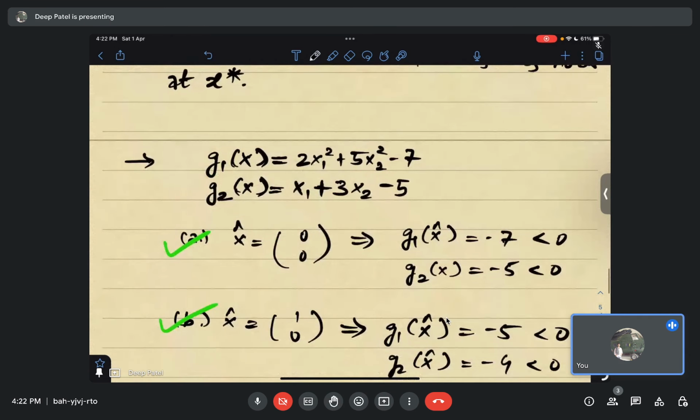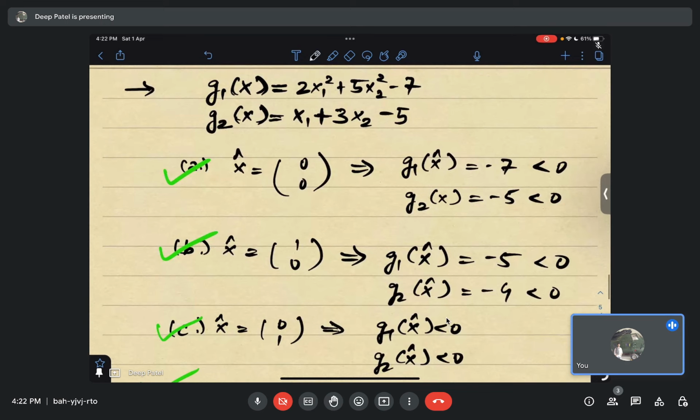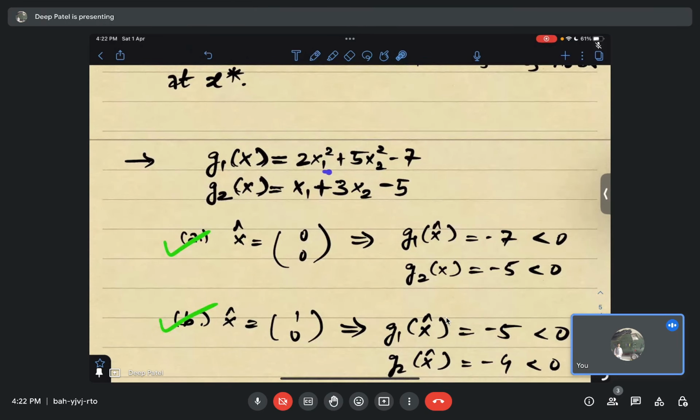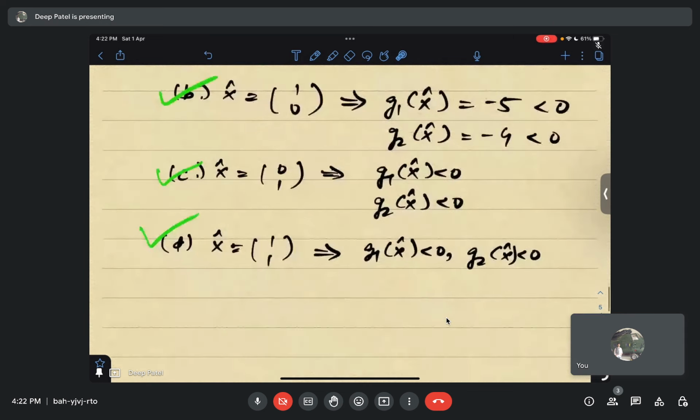Yes. So here if you check for 1 0, 1 0 anyway checked, 0 1 and 1 1 are the ones left. So if I put 0 and 1, I am getting minus 2 and minus 2. And if I'm putting 1 1, then this is 0. This is 0. Yeah. Okay.